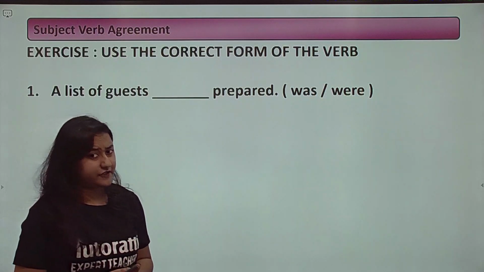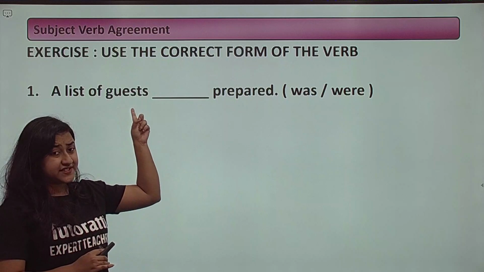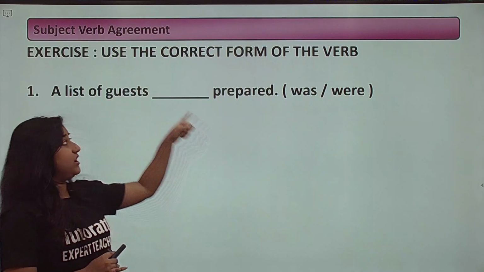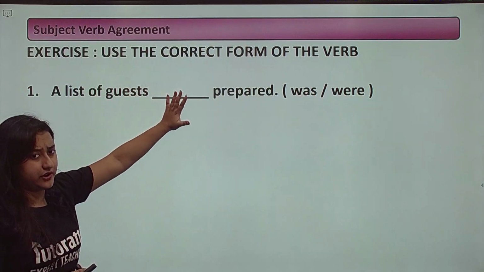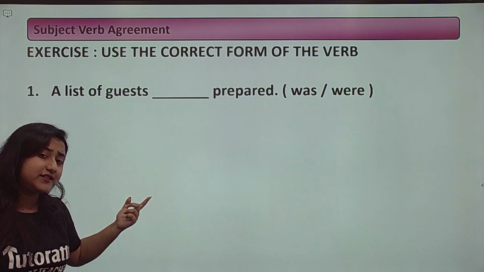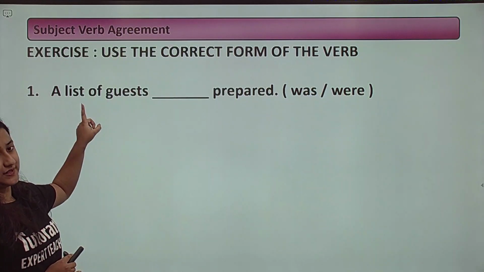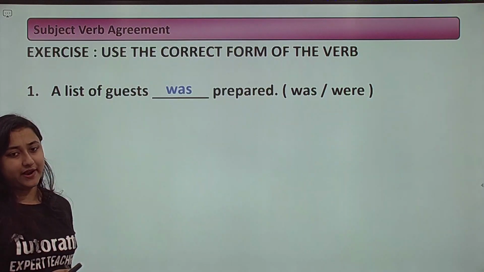The collective noun rule, right? So here are we talking about the guests? No, we are talking about a list of guests. Guests के बारे में बात नहीं हो रही है. We are talking about a list. How many lists are there? Only one list. Okay. So a list was prepared.